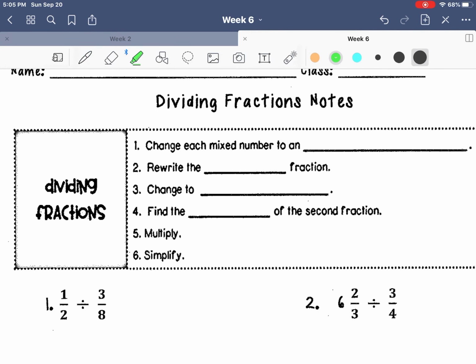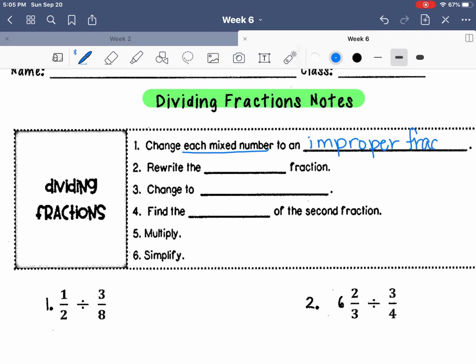So to divide with fractions, because we know how to multiply with fractions, and that's pretty easy. It's just numerator times numerator, denominator times denominator. It's also the same when dividing fractions, except you have to do a couple of steps first. So, when you're dividing with fractions, you need to change each mixed number to an improper fraction. This step cannot be skipped. You have to have an improper fraction to multiply or divide with fractions. And then there's some steps to follow.